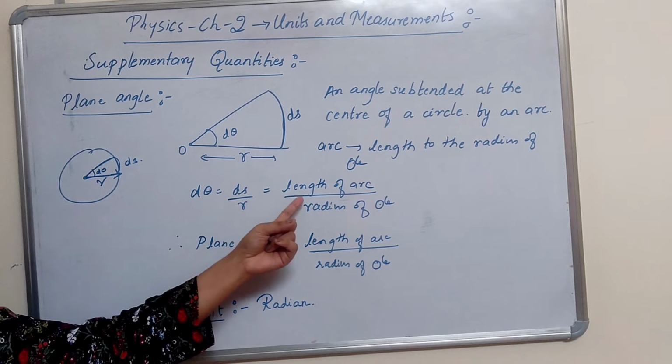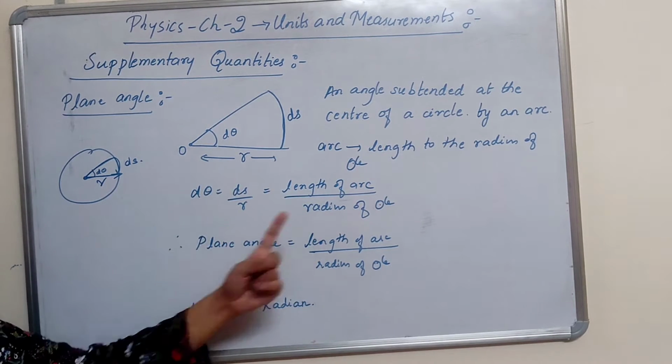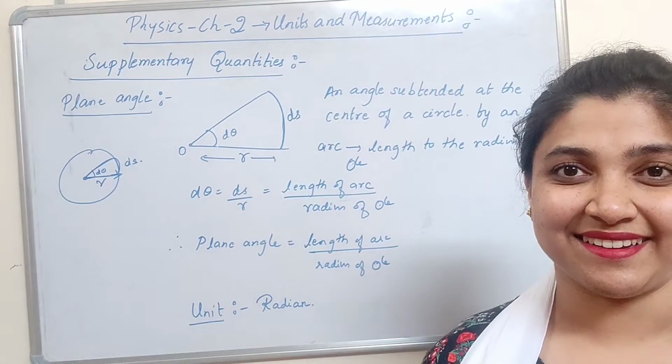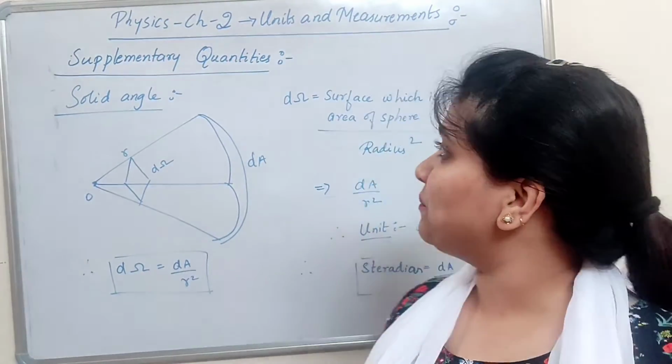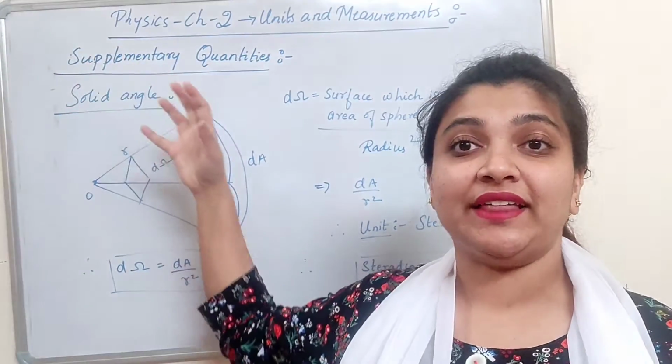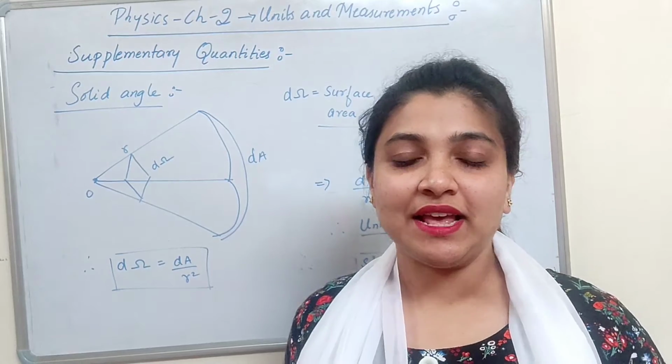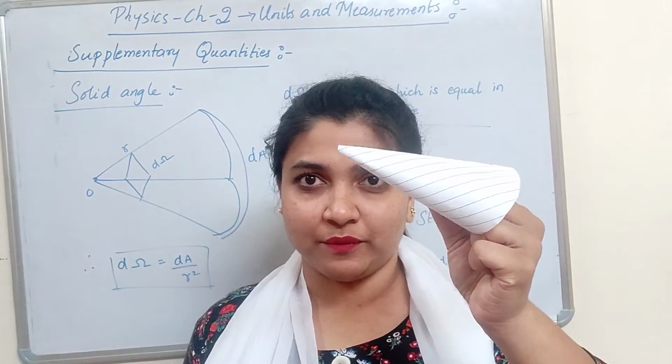And ds is called the length of the arc, r is called its radius. Now let us know what we mean by solid angle. Yes children, now we will study something about supplementary angles, and that is the solid angle, the second supplementary angle. Now I have a cone with me here, right?